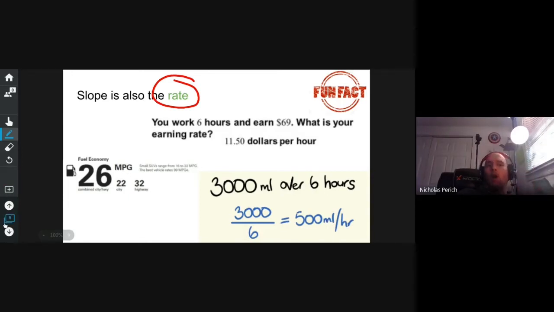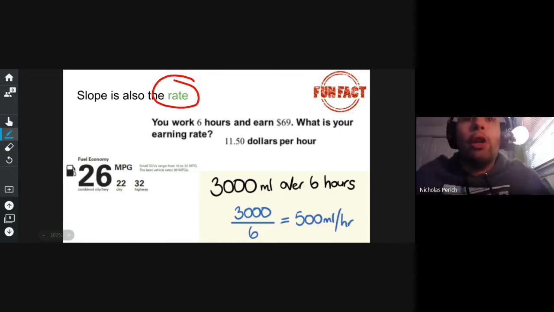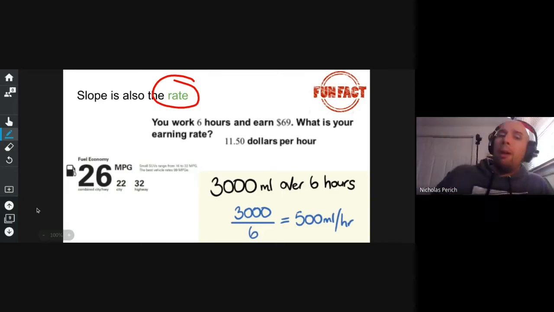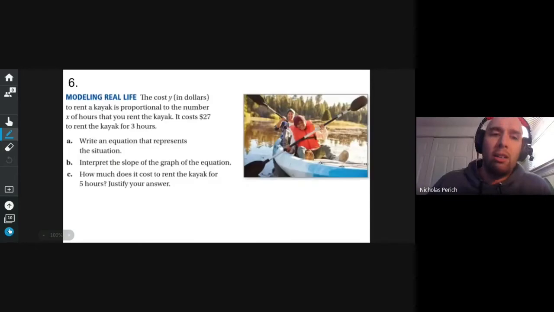Slope is rate, also known as the rate of change. So if you hear me say rate of change, I'm talking about slope. Slope and rate of change are exactly the same.